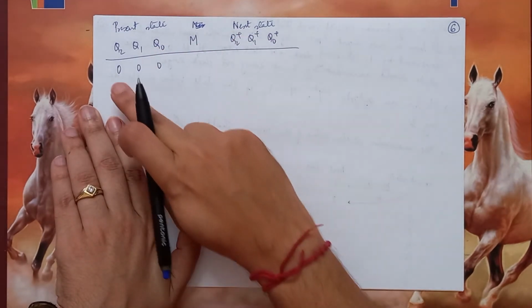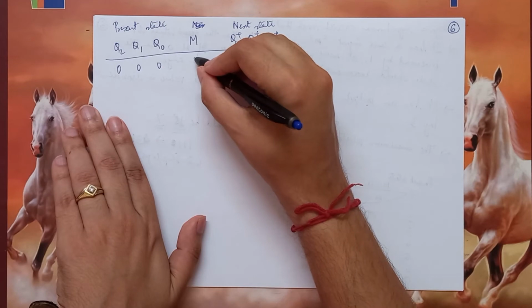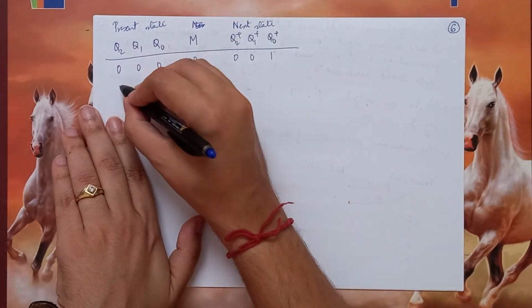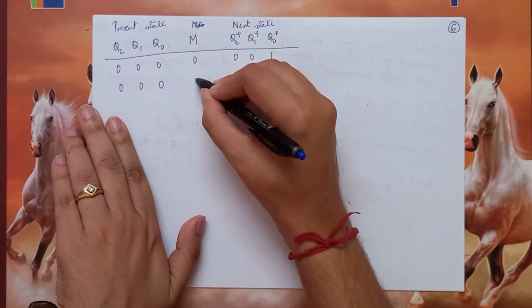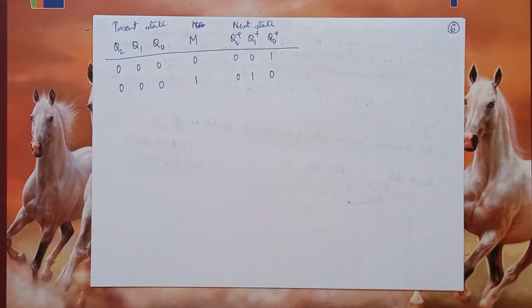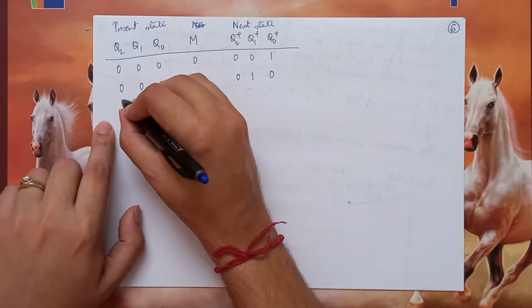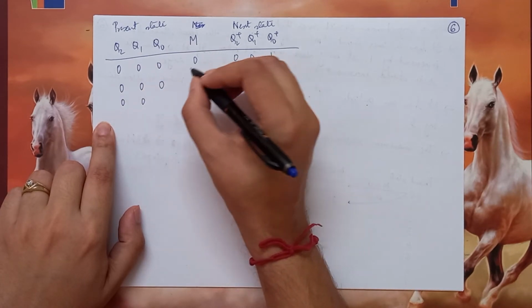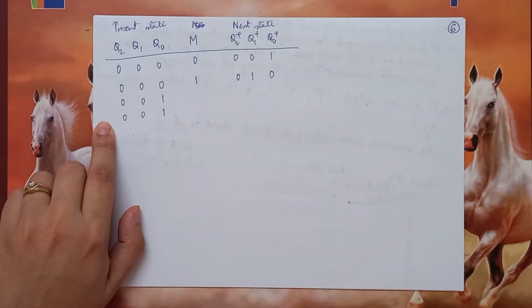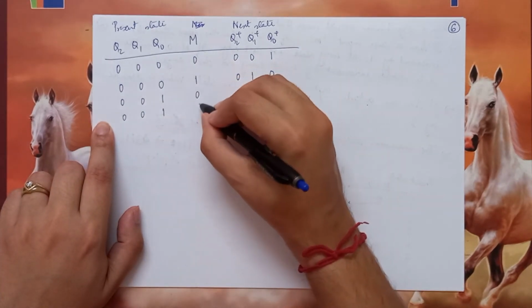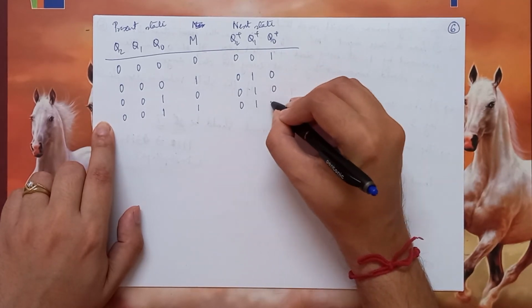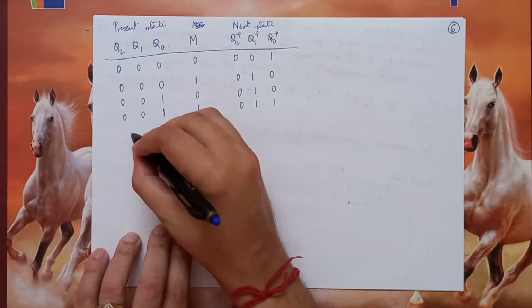So when the present state is 0 0 0 and the M is 0, the next state will be 0 0 1. That is plus 1 from the present state. Now when the present state is 0 0 0 but M is 1, this has to be 0 1 0. Then we have 0 0 1, where M can be 0 or 1, so over here it will be 0 1 0, and 0 1 1.